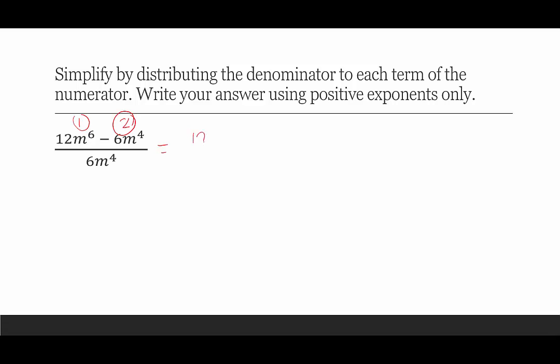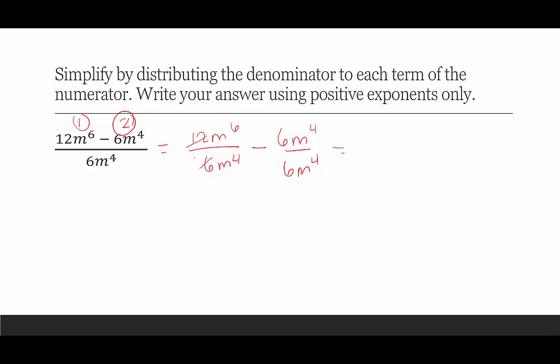So I would have 12m to the 6th over 6m to the 4th minus 6m to the fourth over 6m to the fourth. So we distributed the denominator. Now we're going to simplify each term separately.